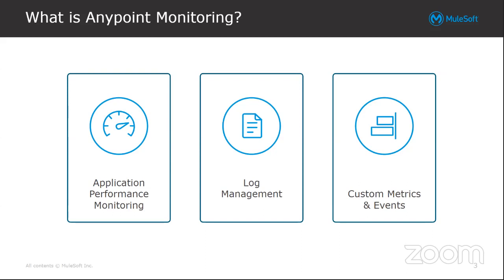From an Anypoint Monitoring side, the framework is divided into three pillars: monitoring of application performance, which includes the infrastructure as well, the log management feature, as well as something called custom metrics and events, which is bridging the gap between the business and IT.